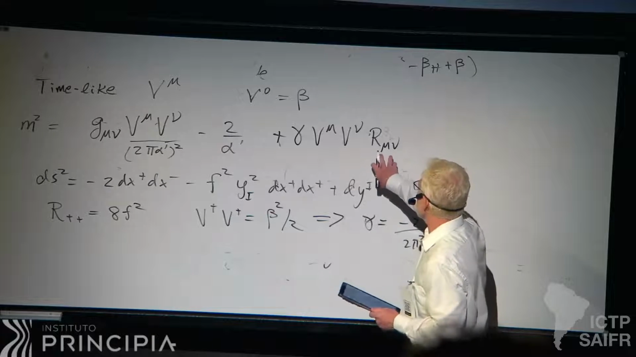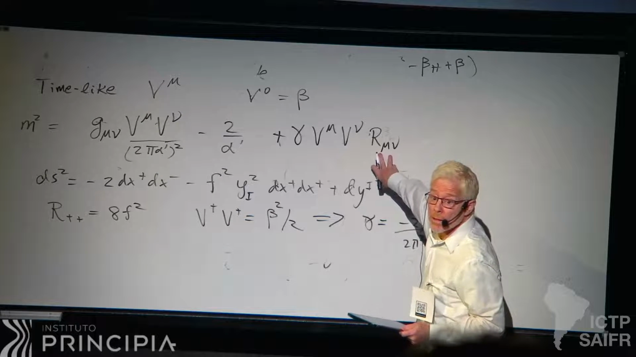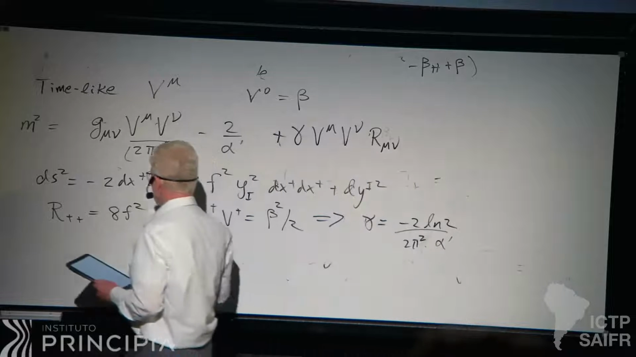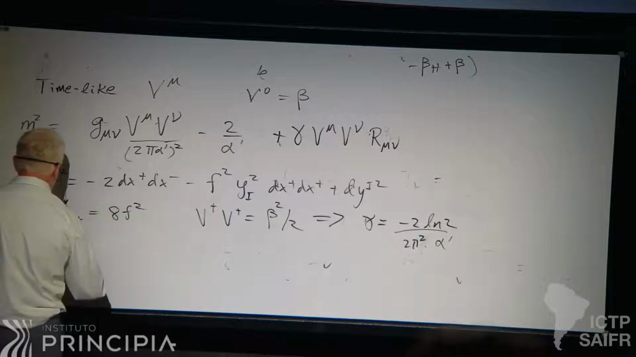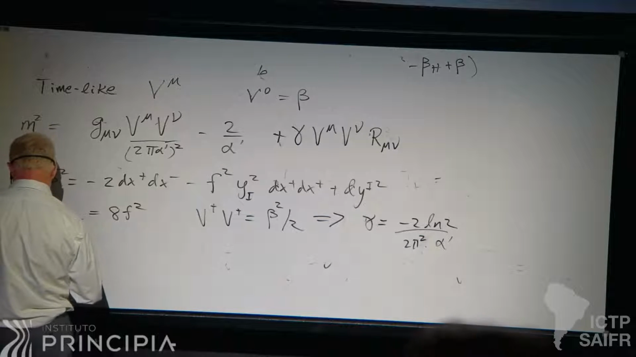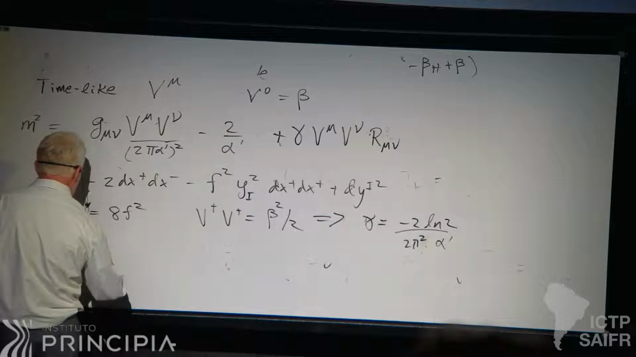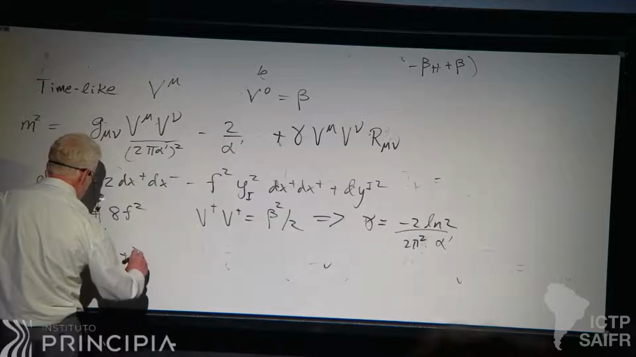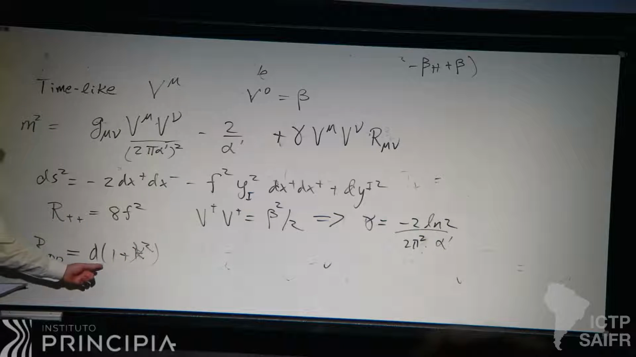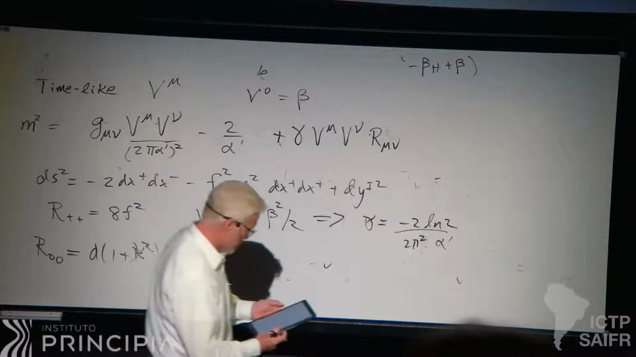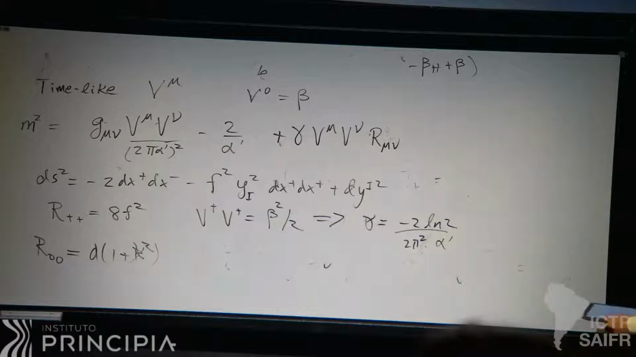But the thing is, now you can use this R mu nu in AdS. In AdS you have R00 equal to d times 1 plus r squared. If I ignore this r squared for now, that gives me my factor of d, which will exactly give me the factor of d here. So it's a beautiful argument about why that works.